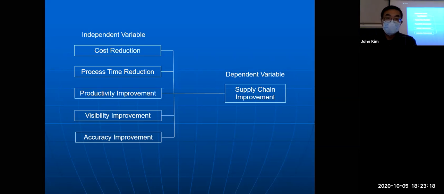Like this, independent variables such as cost reduction, process time reduction, and so on can be factors of supply chain improvement. So in this case, there is no moderating variable, just independent variables and the dependent variable.